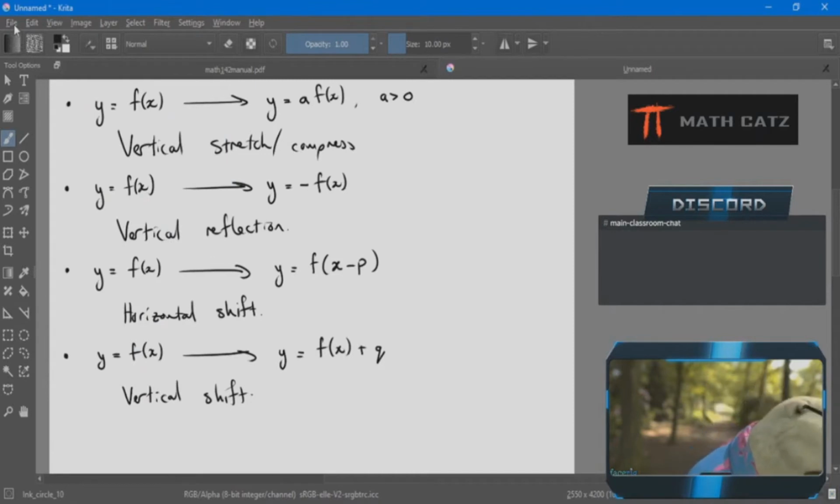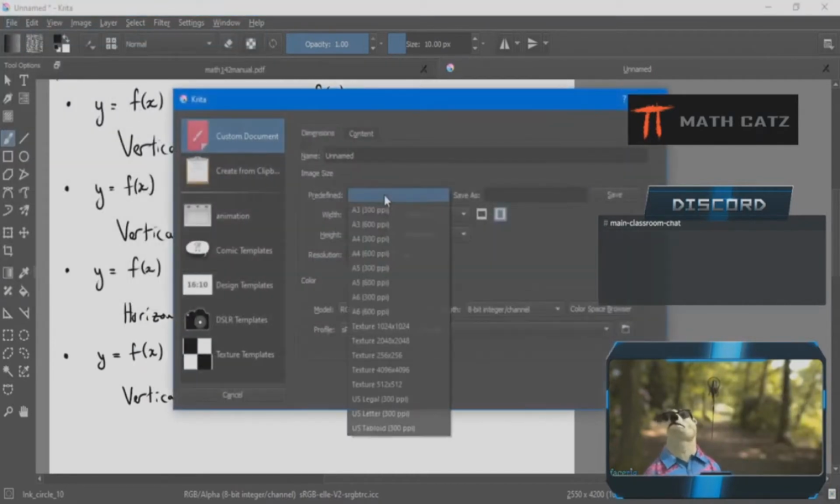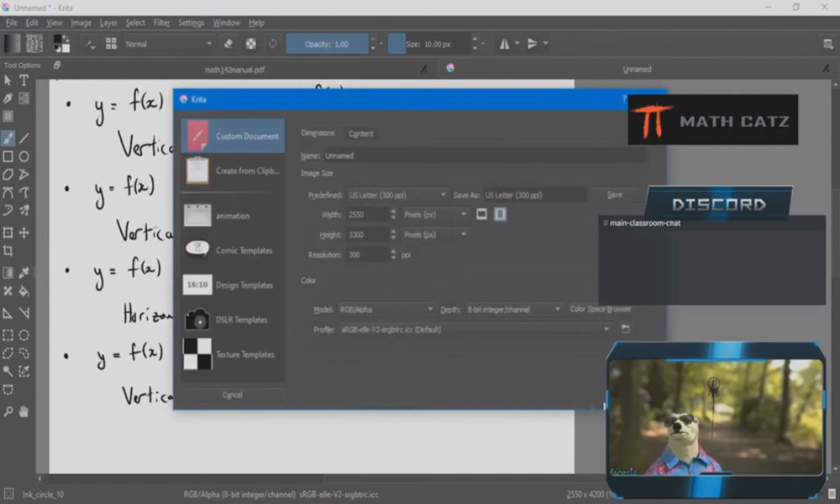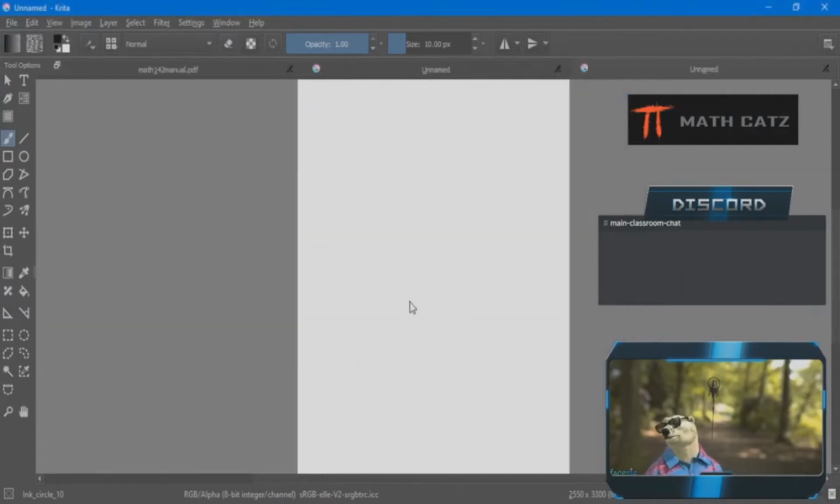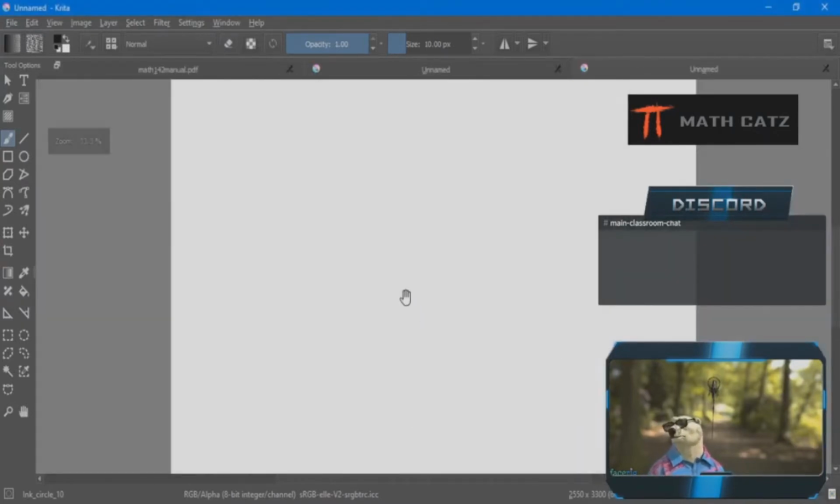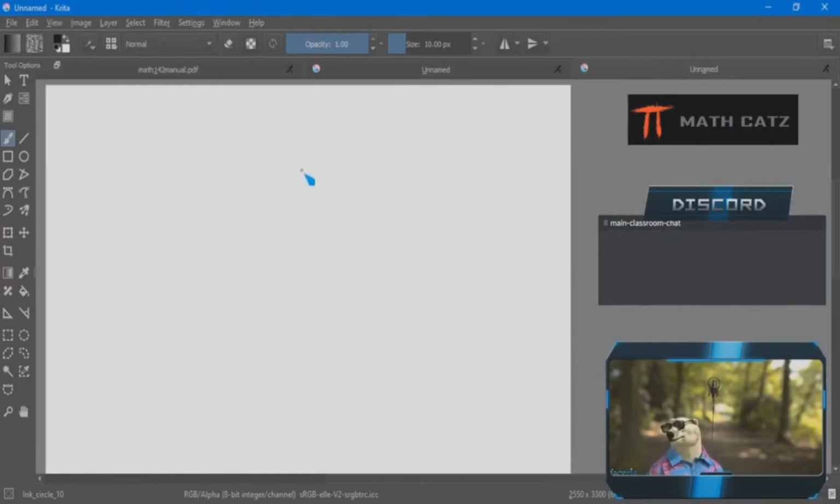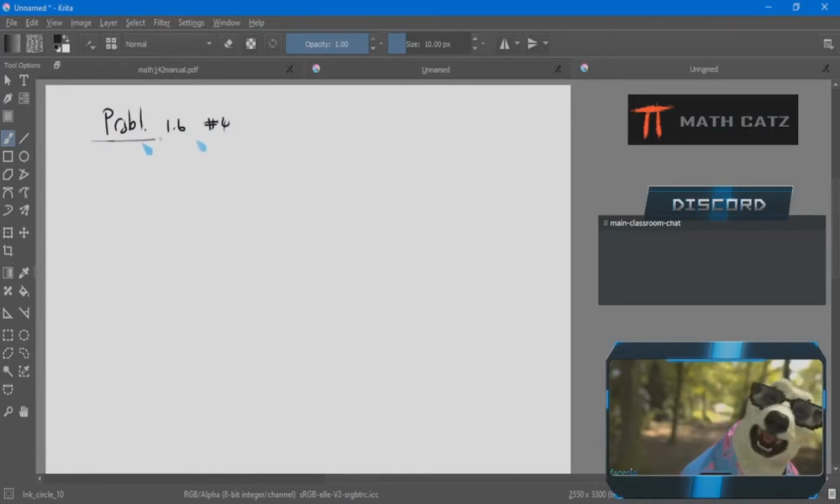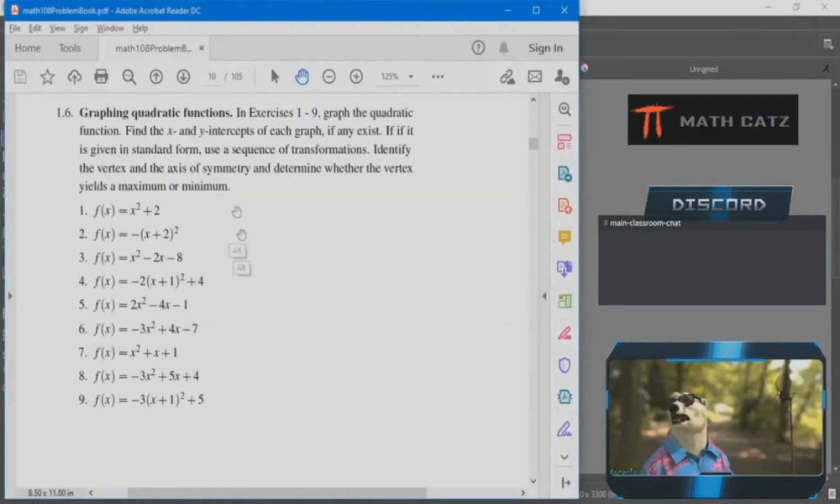I want to do a problem. Let's see here which problem. I want to do 1.6 number 4. Problem 1.6 number 4. And of course that all refers to the problem book, which we'll use as in-class examples.